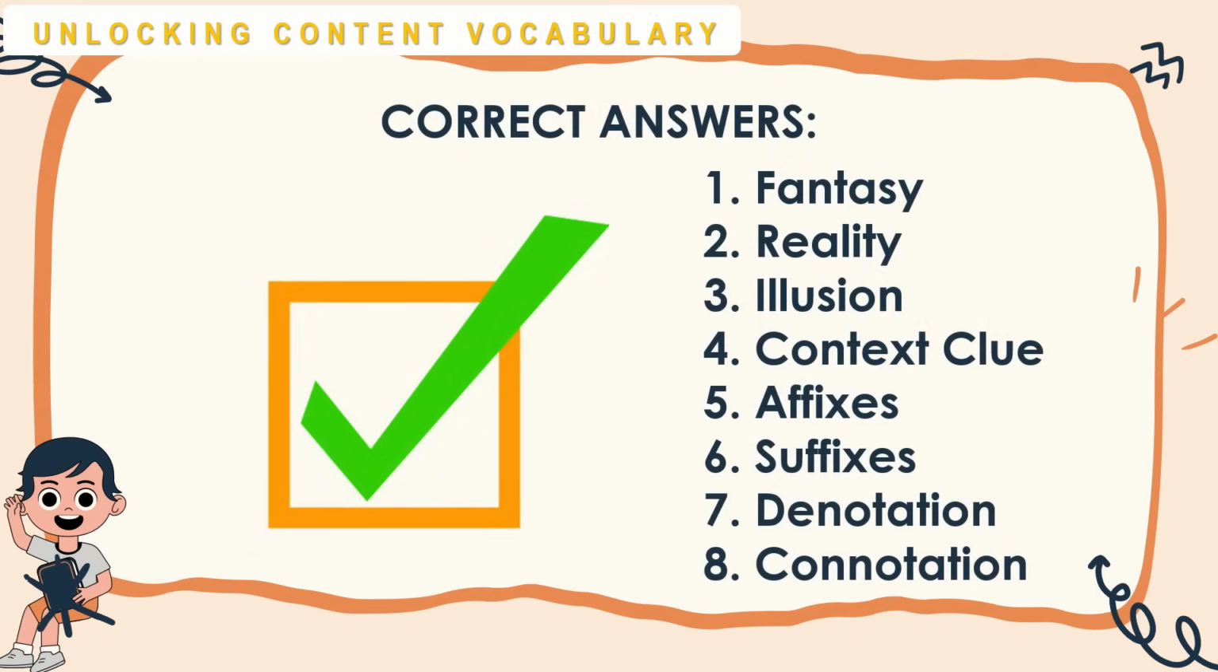Here are the correct answers. Number 1, fantasy. Number 2, reality. Number 3, illusion. Number 4, context clue. Number 5, affixes. Number 6, suffixes. Number 7, denotation. Number 8, connotation.